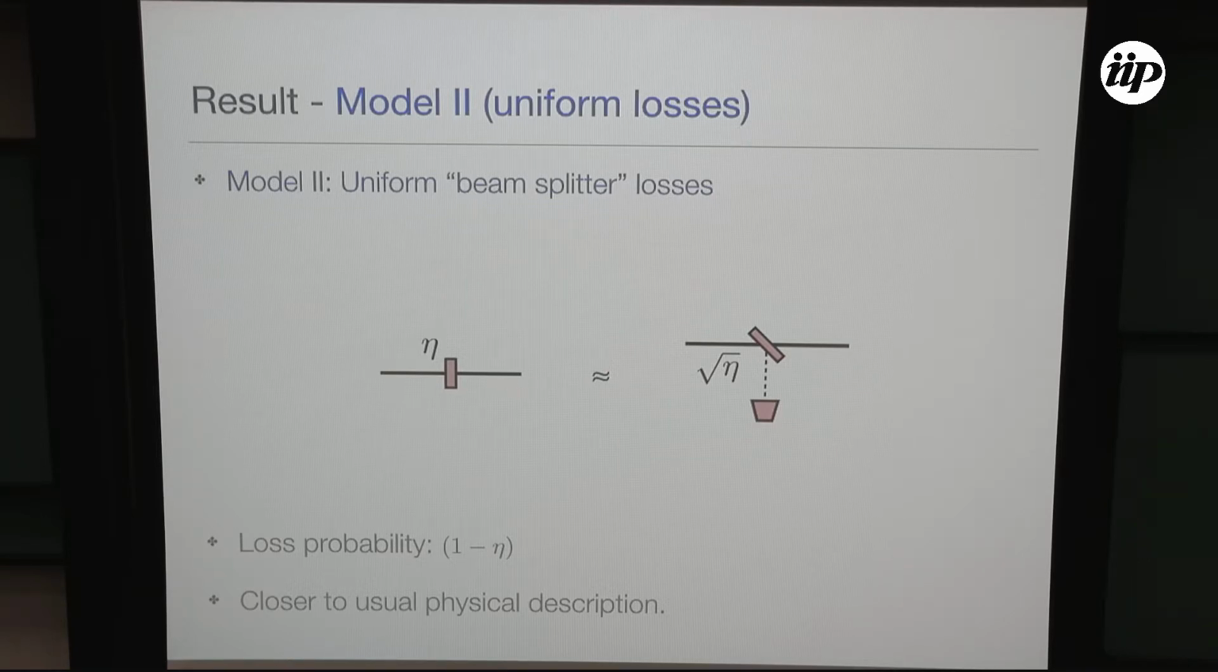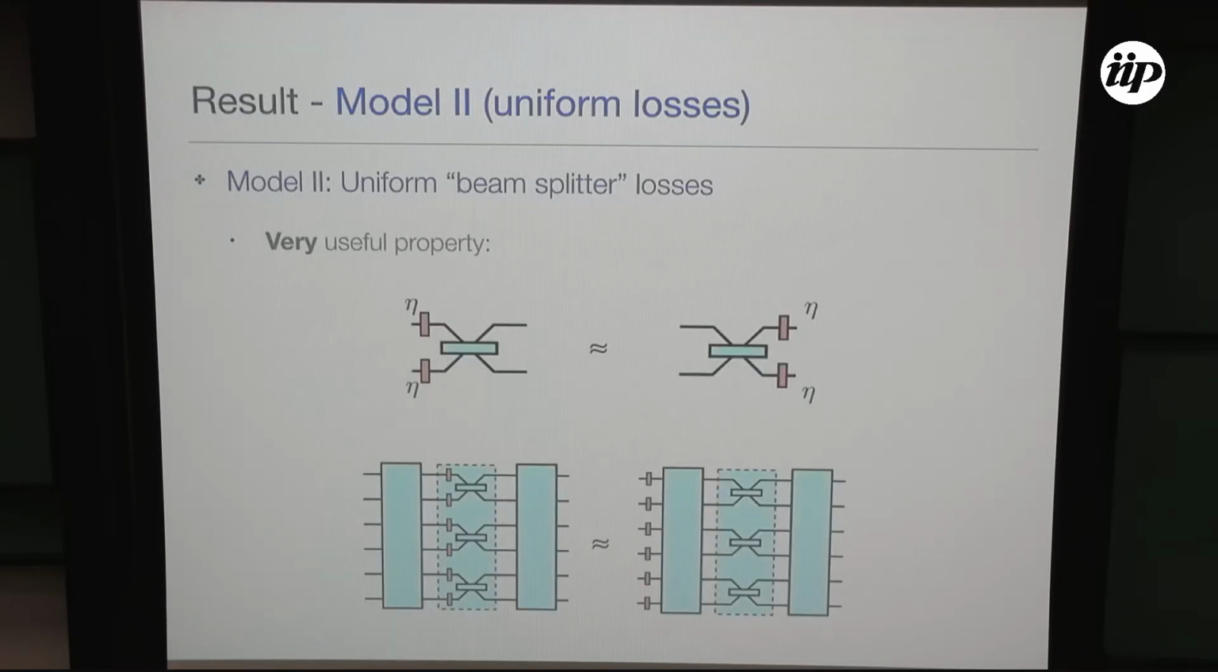And this can be modeled by adding an extra beam splitter that can reflect your photon into some modes that you're not going to measure, so you're just going to lose it. And this is the way that we usually describe losses in optics. If you consider this model, it has first a very useful property: uniform losses commute with linear optics. So if you're doing some interferometer where you have the same amount of losses on all modes at a given stage, you can always pull these to the input of the circuit.